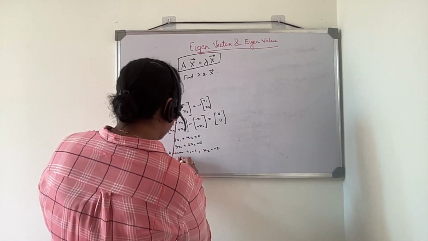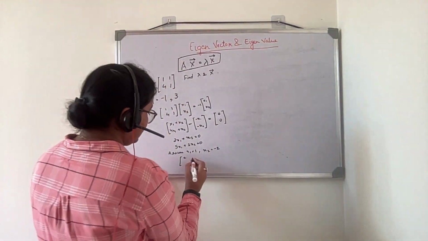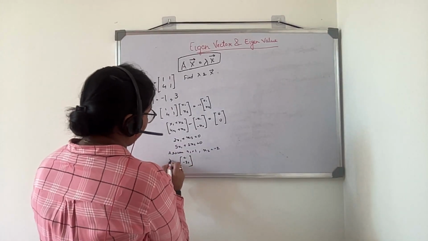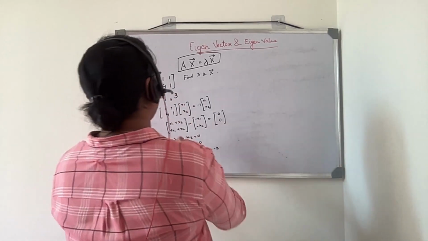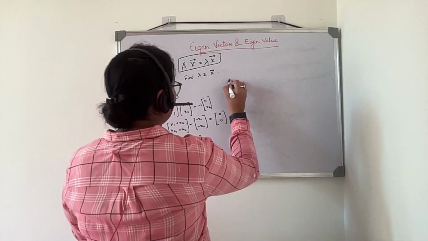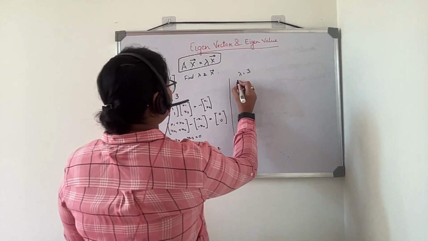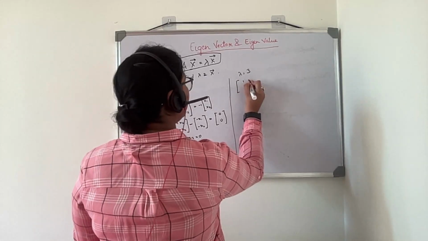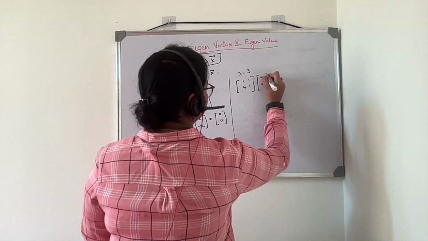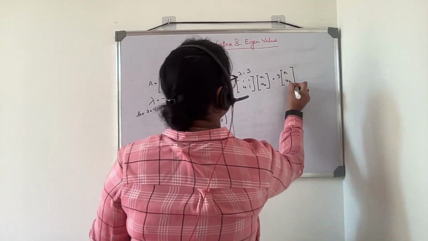Then we get x1 and x2 as c and minus 2c, so we can say x bar equals c times (1, minus 2). So this is for lambda equal to minus 1. Now we will do it for lambda equal to 3. So let us do this: the matrix [1 1; 4 1] times (x1, x2) equals lambda 3 times (x1, x2).